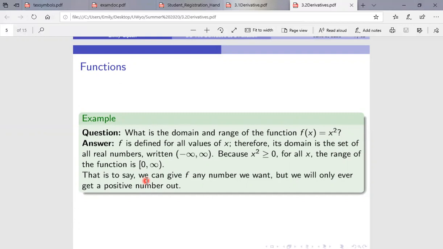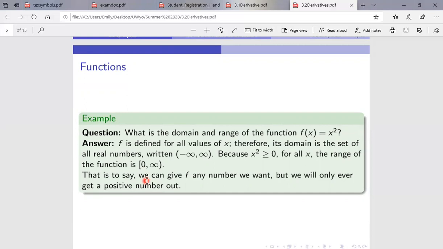Because x squared will never give us a negative number, regardless of whatever x we put in, the range of our function includes 0 and goes all the way to positive infinity. So we can include 0 because if I use the number 0, well, 0 squared equals 0. So we get to include 0. But if I put in -1, well, -1 squared is +1 because a negative times a negative is a positive. So I'm only ever going to get non-negative values out.